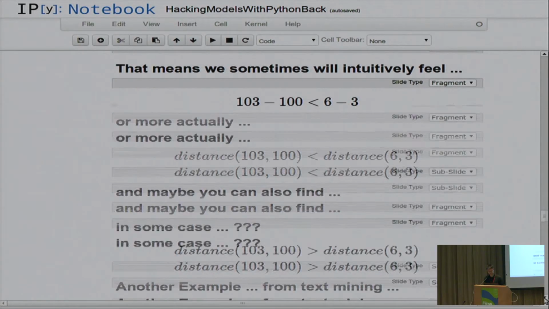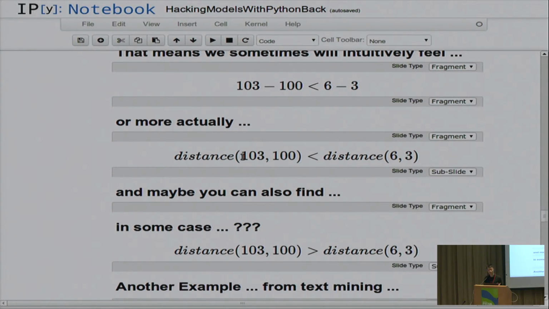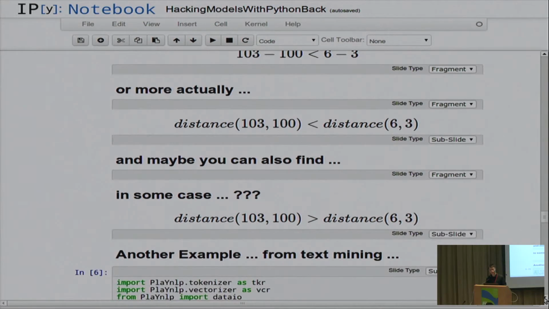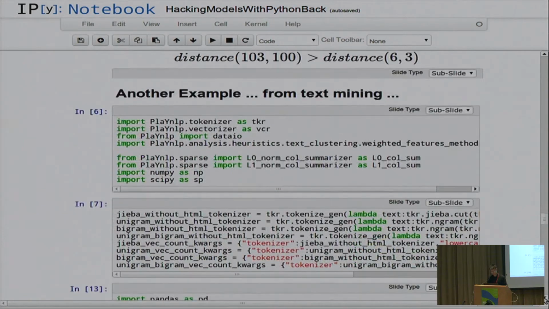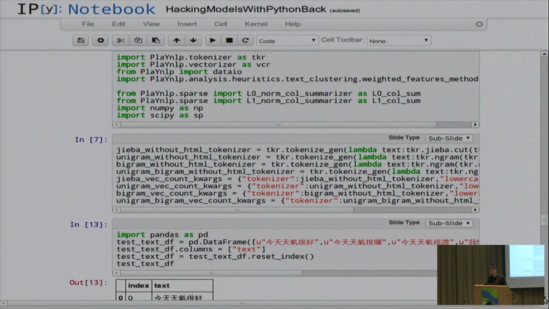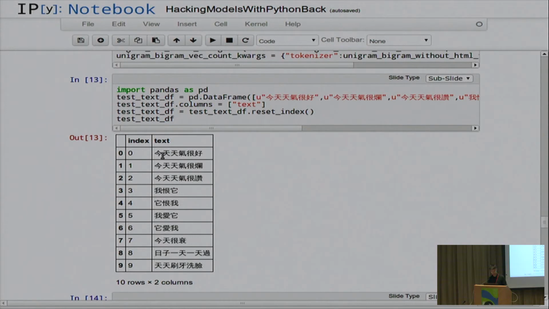It's actually a different distance definition. So we can see our intuition of hidden in the distance. For data mining, how to learn the distance is very important. It's also in the text mining example: there are several examples, like "the weather today is good," "the weather today is bad," "the weather today is great." Also, "I hate him" and "he hates me," something like this.